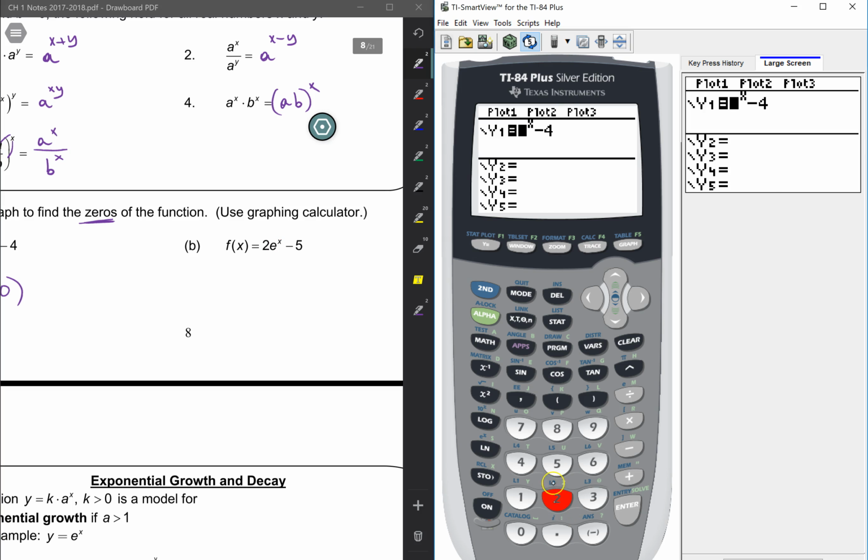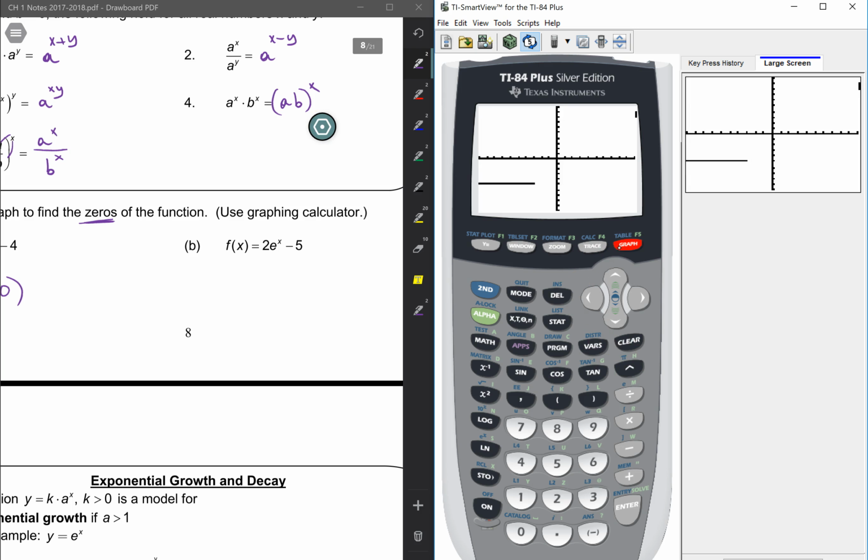So let's do this one. 2e to the x minus 5.